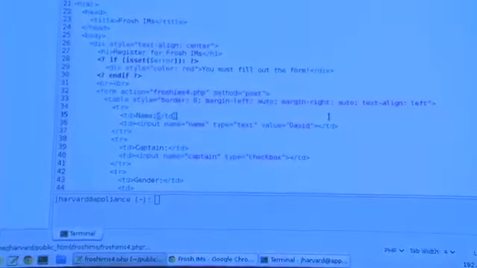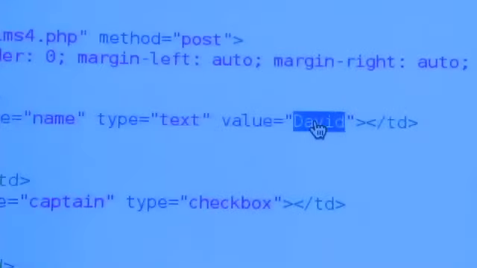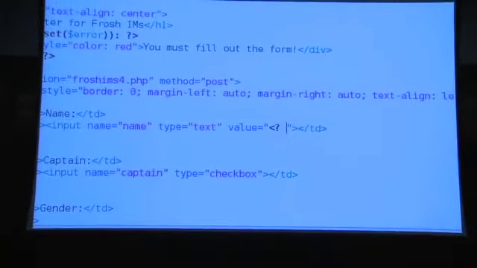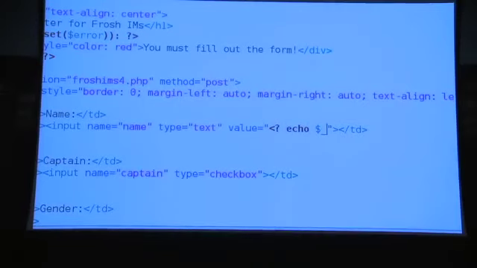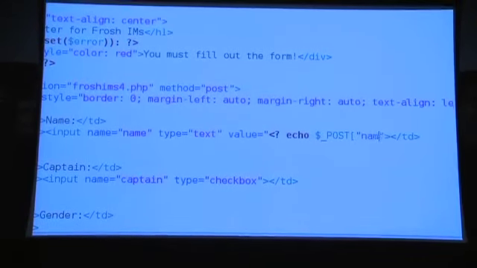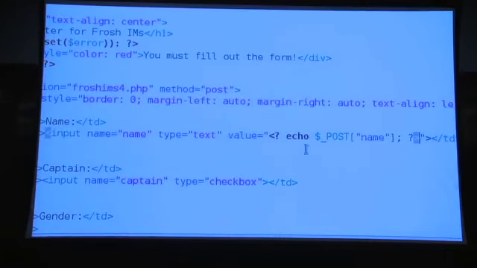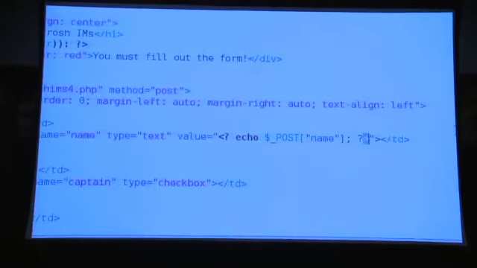I'll stay in version 4 here. And let me go ahead and do this and tell me what's good or bad about this. Open bracket, question mark. Then I'm going to say echo $_POST, quote unquote name, close quote, semicolon, close PHP mode. So good or bad, this approach?